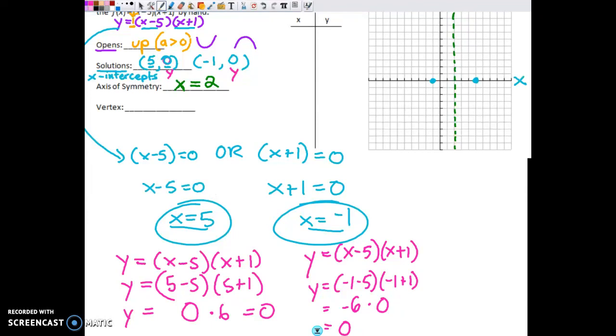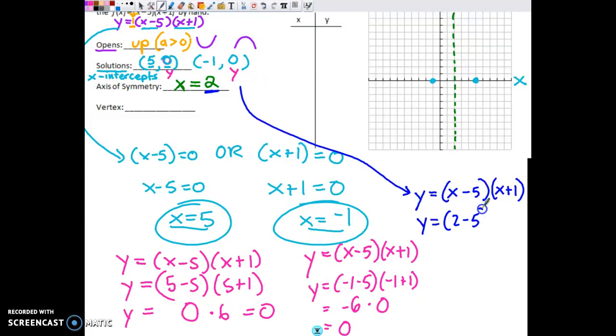Now to find the vertex, what I have to do is take this value, this 2, and plug it in to the equation for x. So I'm going to draw a little line so you get my drift over here. Y equals x minus 5, x plus 1. And so then I just plug that 2 in for x, because that's what the axis of symmetry was. 2 minus 5, 2 plus 1. All right, 2 minus 5, -3.